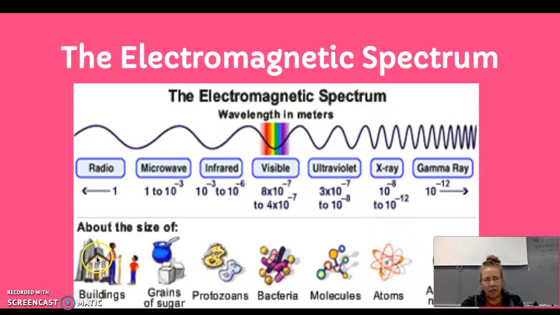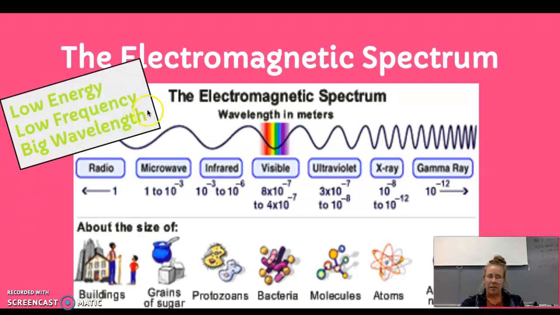So we have these wavelengths of all different sizes, and the size of that wave is really going to determine what that type of energy can do. Okay, so we'll start over here on the radio wave side. We use radio waves all the time for TVs, for cell phones, and they're really, really big waves. They have a big wavelength, right? So that would be something I would add on my diagram if I were you.